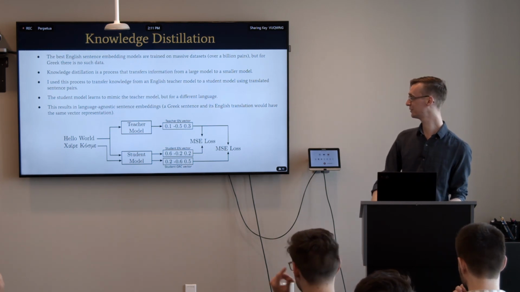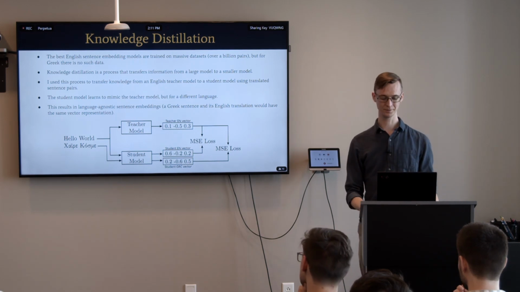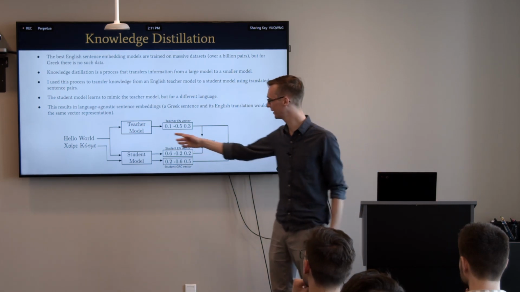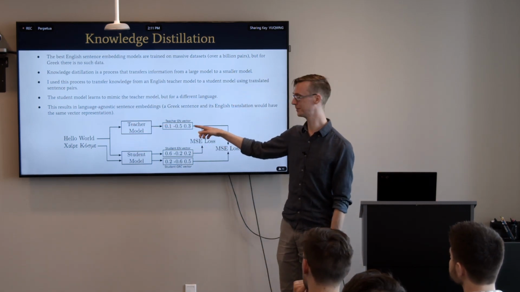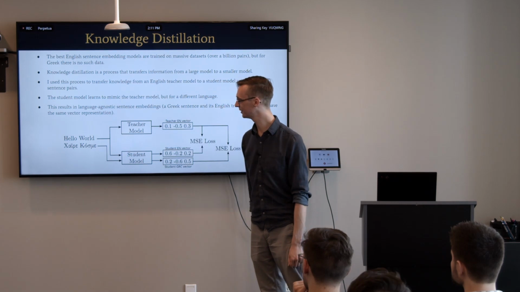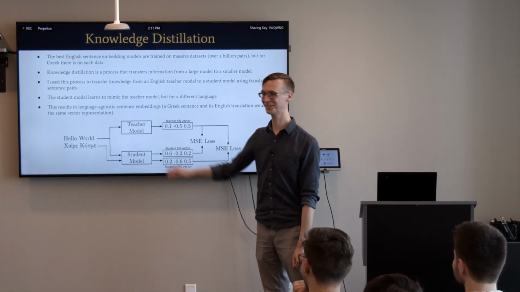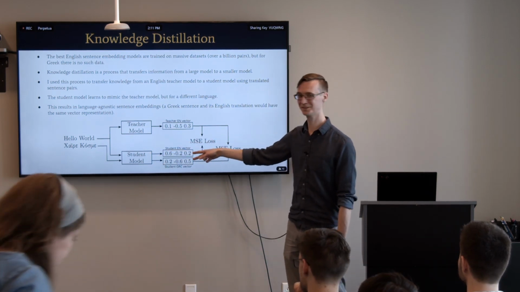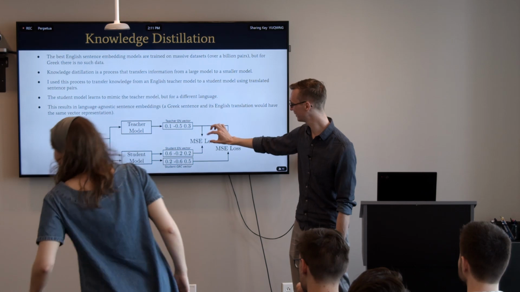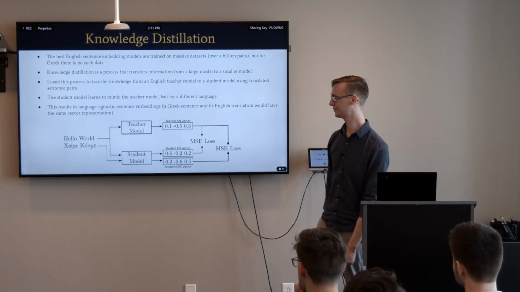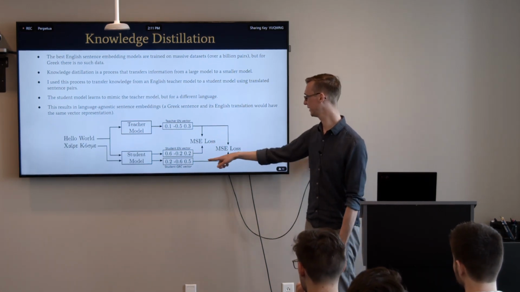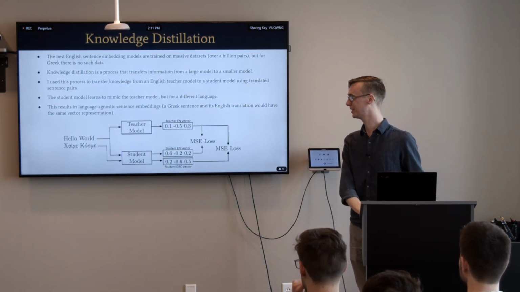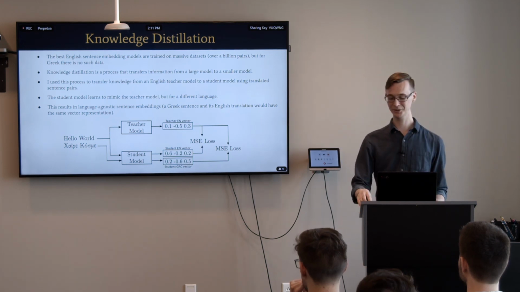But to do this, I needed lots of translated sentences, from Greek sentences translated to English. And here's a little diagram of how this works. The teacher model gets the English version, and it produces a sentence embedding. I take, say, hello world, and then here is the Greek version, which I feed into the student model, but also the English, and then it produces two sentence embeddings. And then I train the student to minimize the difference. MSE stands for mean squared error loss, and so I do the same thing for the English and the Greek. And when this is done, you get language agnostic sentence embeddings.